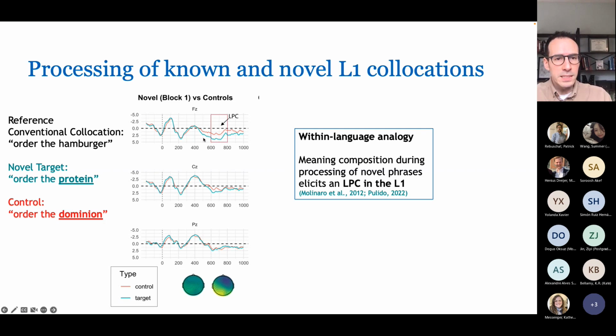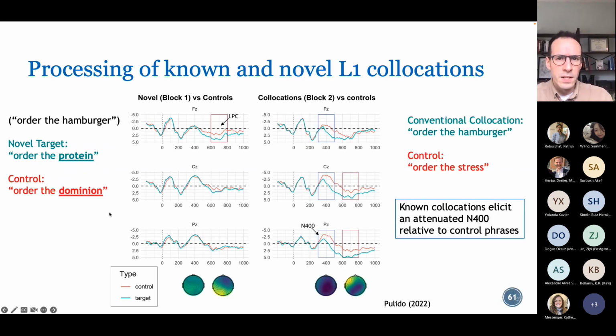So this LPC is present in novel targets that are interpretable, such as order the protein relative to order hamburger, but not in phrases that would be hard to actually interpret semantically or understand, such as order the dominion. On the other hand, as we've just seen before, familiar and unfamiliar collocations by themselves will also elicit differences in the N400 time window, right? Such as that order hamburger is relatively much easier to process than order the stress.